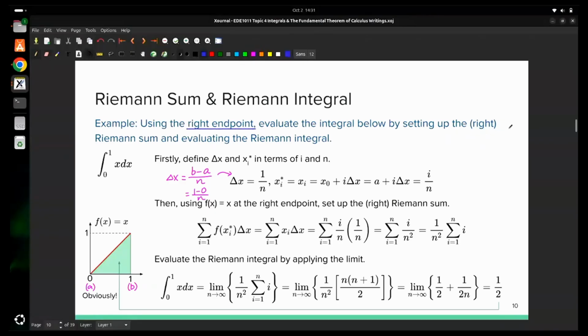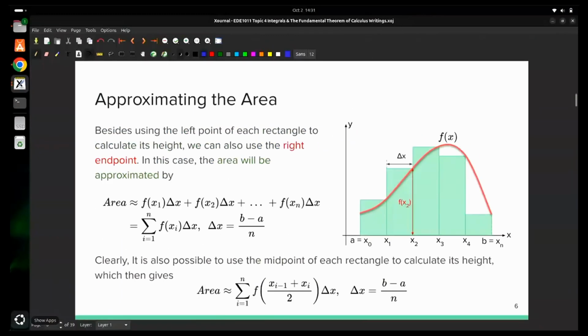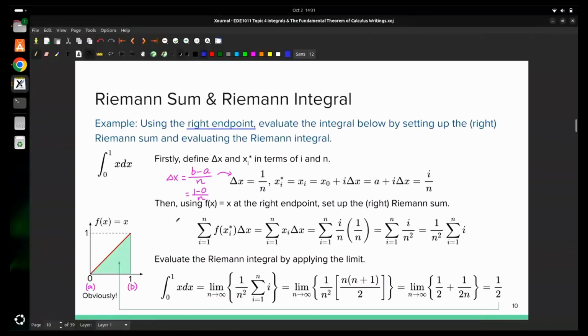Right endpoint means your xi star must be xi. Let me go back to the slide. Can you see? Xi, f of xi. So xi star is at the right, so xi. If it's the left, then it will be xi minus 1. So what is xi? Xi starts from x naught, which is the first left endpoint. So this x naught is always a, the extreme left endpoint. Then it must be x naught plus i delta x, correct or not?